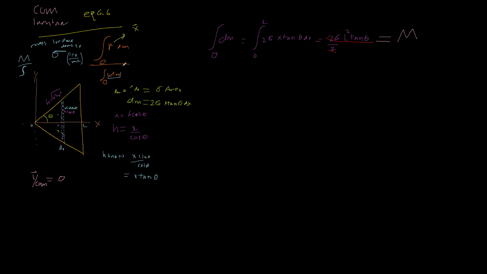Now we want to calculate our position here. The top half is going to be very similar. From 0 to L, here we're considering the integral over our object of x dm. This is the integral from 0 to L of 2 sigma x squared tan theta dx. And what is that? Well, that's just 2 over 3 sigma L cubed tan theta.